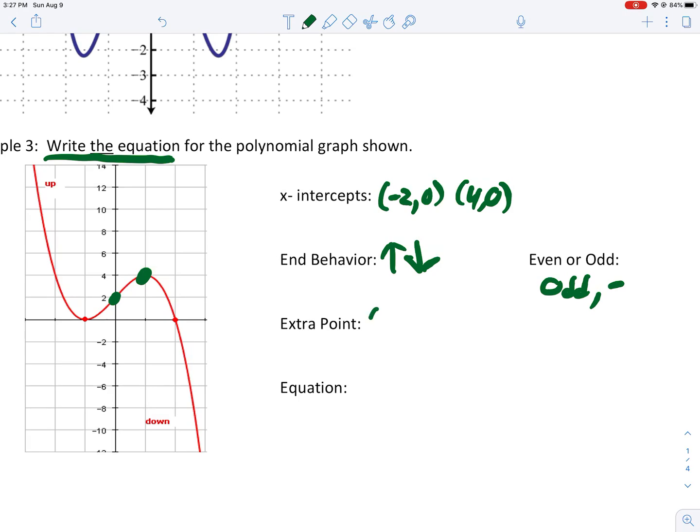So I'm going to use 0, 2. The reason I would encourage you to try to use one of the points on the axes is because one of the coordinates is going to be 0. It just makes the math easier.